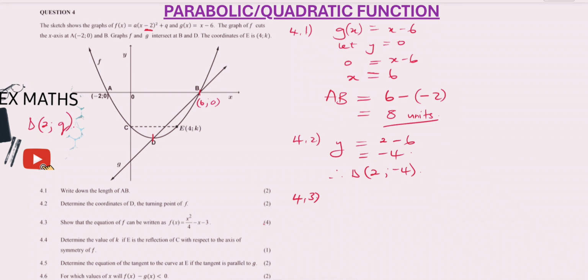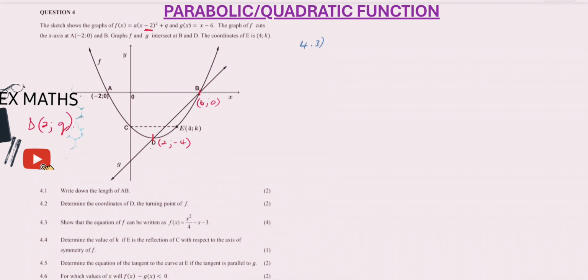4.3. Show that the equation of f can be written as f of x is equal to 1/4 x squared minus x minus 3. Okay, so in this case, we can do it in two ways. For the first method, we can take it further from here. We are given f of x is equal to a open bracket x minus 2 squared. Then the value of q, now we know it is the y coordinate of D, which is minus 4. Then we are only solving for the value of a. So we can use one of the coordinates in the graph. We haven't used any x coordinate here, so I'm going to use minus 2 and 0 to substitute in our equation, then we get our a.